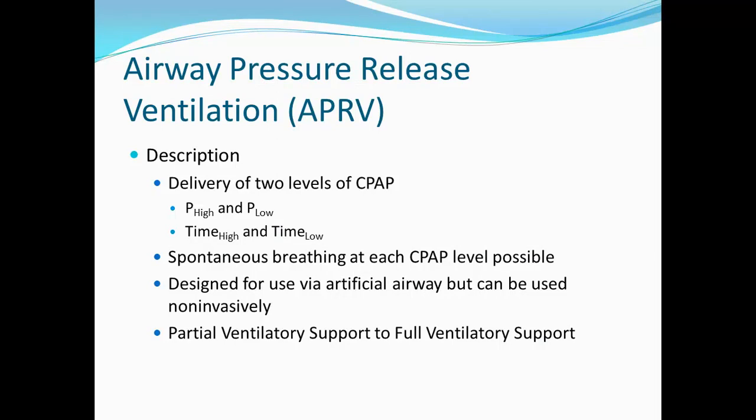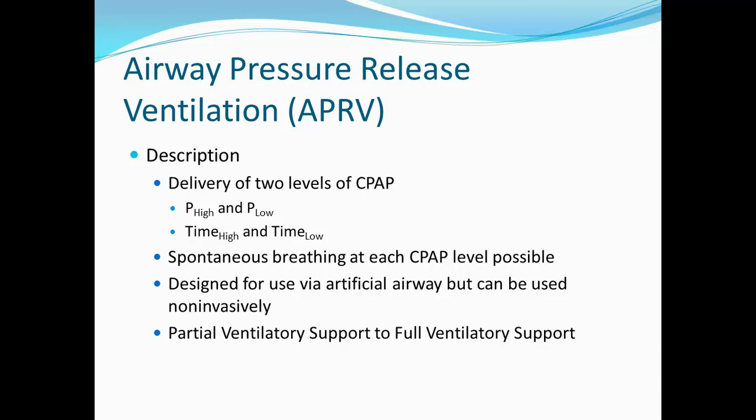So first of all, APRV, which has been around for many years, is basically allowing a patient to breathe at two different levels of CPAP. We have a PEEP high and a PEEP low. We also can set a time high and a time low. And theoretically, at least, the patient is allowed to breathe spontaneously at each level of CPAP.